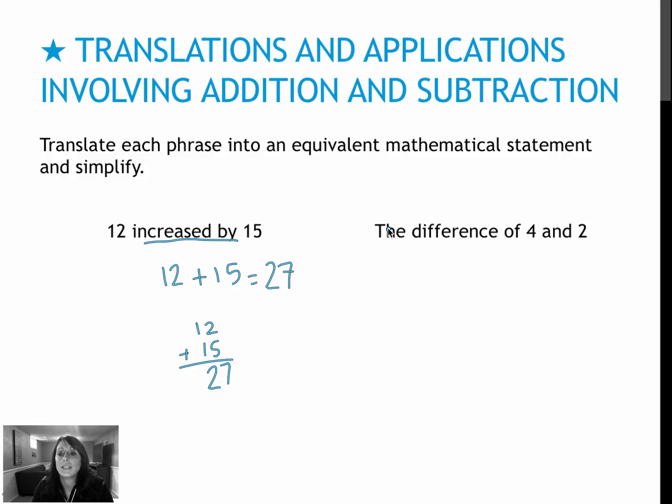And the second one, the difference of 4 and 2. Difference means to subtract, and I'm going to take 4 minus 2. Again, 4 minus 2 would be 2. If you need to write it out like this, you're welcome to do that.